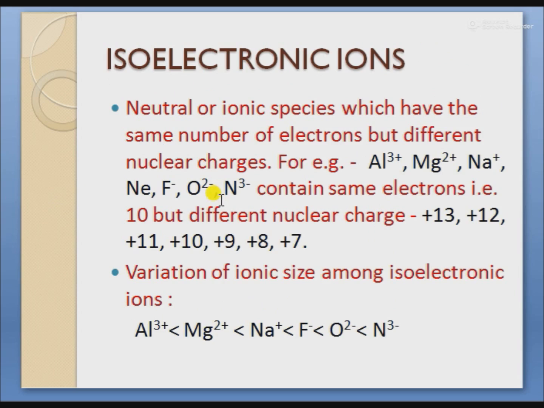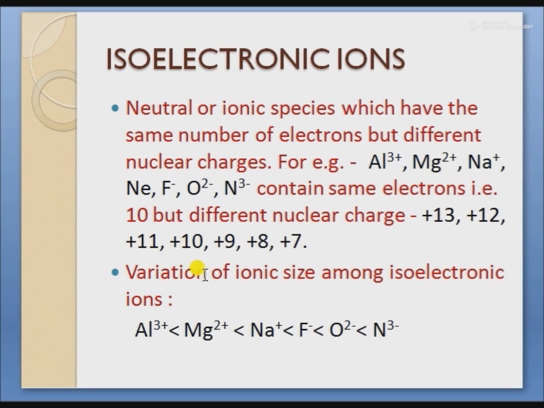Next is isoelectronic ions. Isoelectronic ions are those species, neutral or ionic, which have the same number of electrons but a different number of protons or nuclear charge. For example, Al3+, Mg2+, Na+, Ne, F-, O2- and N3-. All these contain the same number of electrons, that is 10, but different numbers of protons, that is nuclear charges of +13, +12, +11, +10, +9, +8 and +7.